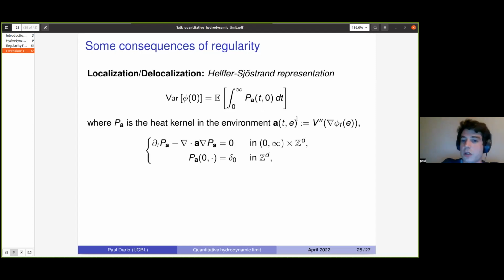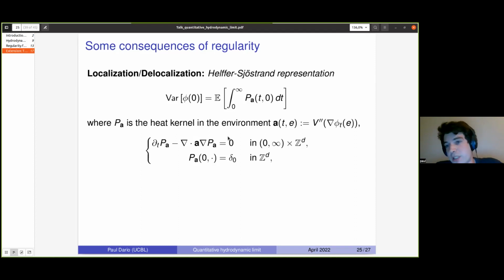What is this function PA? It's a function which, once again, comes from analysis and that you will want to study. It's a heat kernel for a linear equation which takes the following form: dt of PA minus divergence of A gradient of PA is equal to 0, and PA at time 0 is a Dirac at 0. This is a linear operator. I'm not going to give you the definition. If you take A equal to 1, it would be the Laplacian, so here it's a generalization of the Laplacian.